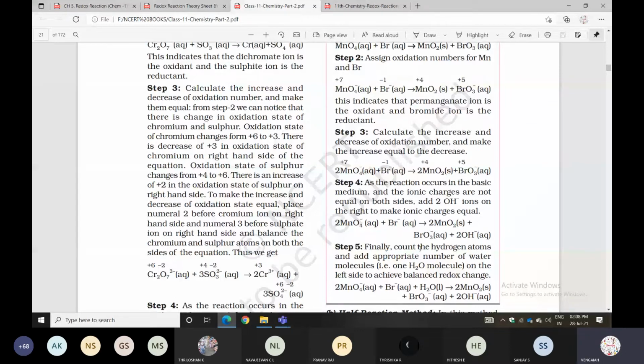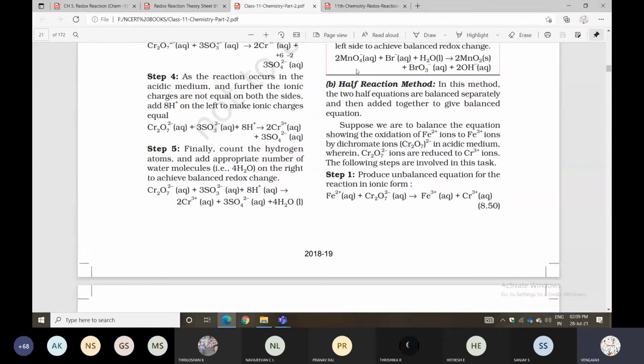In this method, two half equations are balanced separately and then added together to give the balanced equation. So first you make it into two half reactions. One is the oxidation half reaction, the second one is the reduction half reaction. After balancing each half reaction, you finally put them together, and together they give a balanced equation.